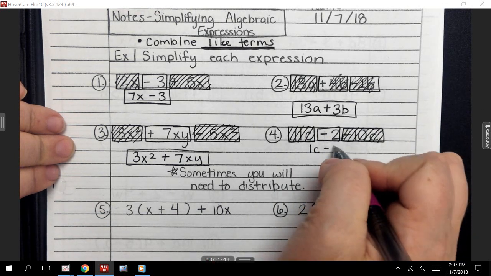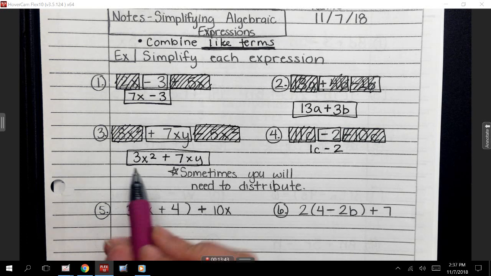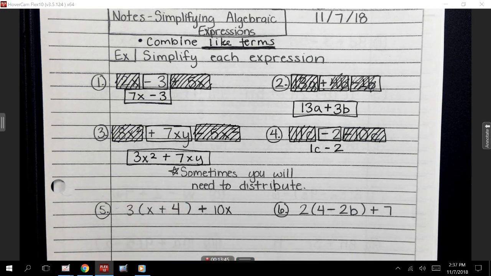The minus 2. All right, are we good so far? Yes. Before I add anything else in, are there questions about the 1c minus 2? No. Yes, Jay? You still couldn't combine them because this is x squared and that would just be x by itself. They have to match exactly.